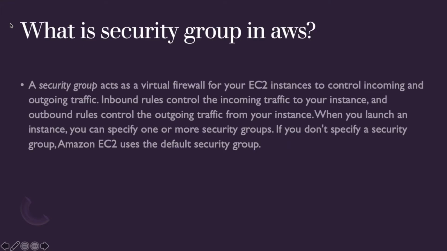Next is, what is a security group in AWS? A security group acts as a virtual firewall for your EC2 instances to control incoming and outgoing traffic. Within your VPC, which is a virtual network, you can have a virtual firewall which can control your inbound and outbound traffic. Inbound rules control the incoming traffic, and in the same way outbound rules control the outgoing traffic from your instance. When you launch an instance, you can specify one or more security groups, but if you do not specify any, by default it will use the default security group.